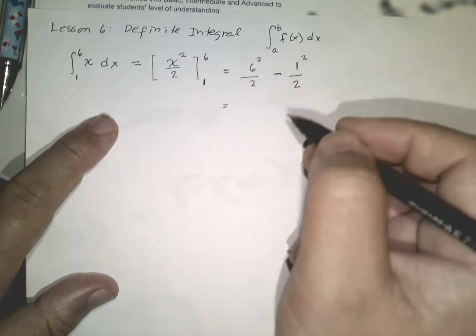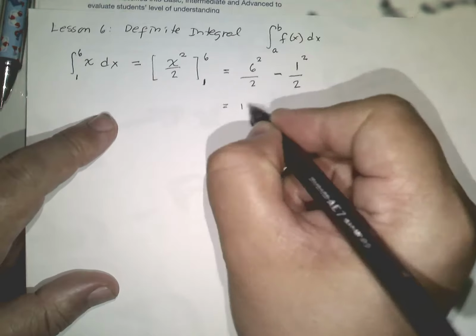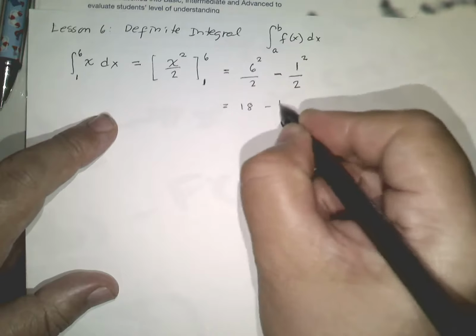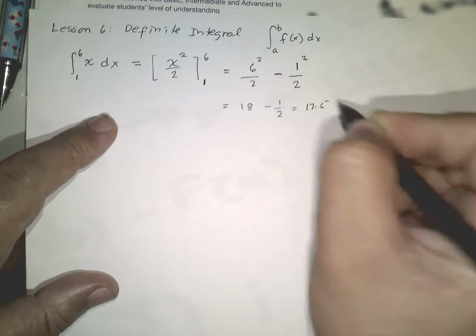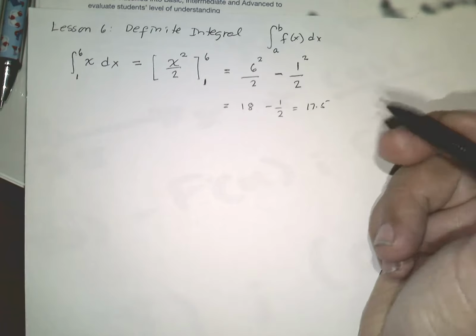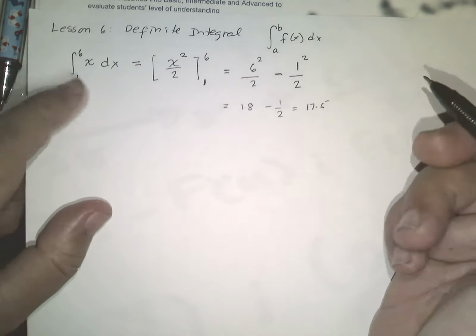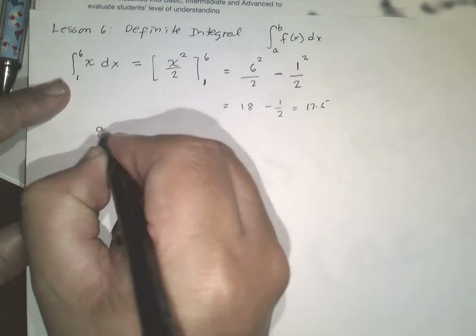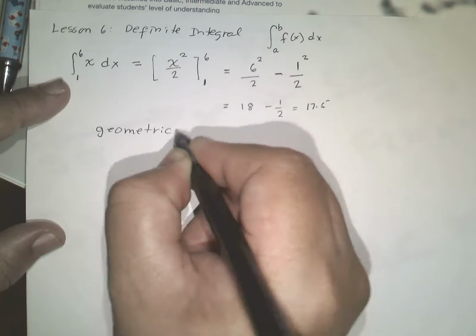Which is equal to 36 divided by 2 is 18, minus 1 over 2, which is equal to 17.5. So this is the answer to this question. Now, what's the geometrical meaning of that? What's the geometrical meaning of that?